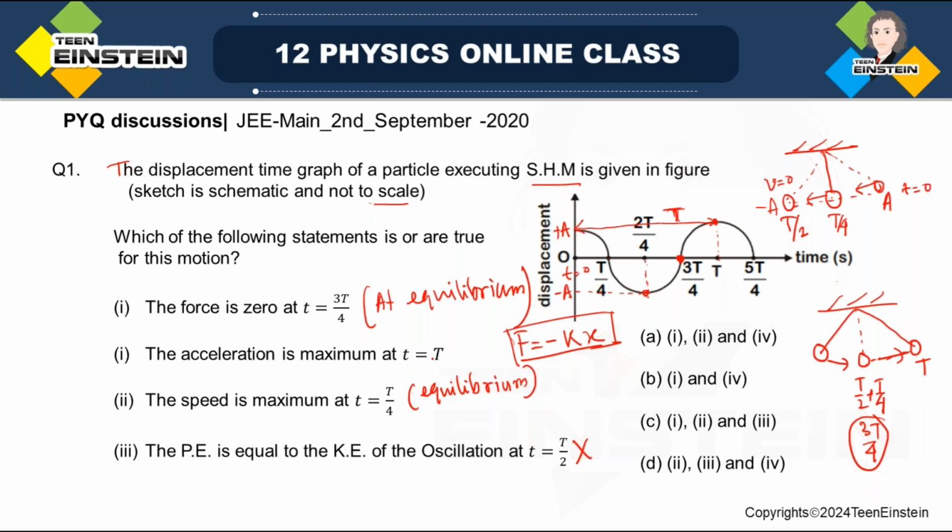Acceleration is maximum, yes, because force is maximum at this position. And see, what is acceleration? Acceleration is equal to minus k by m into x. That means the acceleration is directly proportional to x with a minus sign. So wherever the displacement is maximum, the acceleration will also be maximum. So this is also true. So at extreme, acceleration will be maximum.